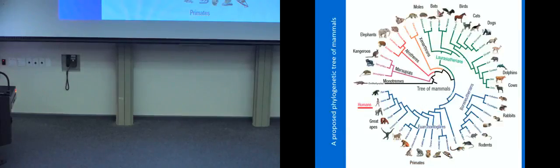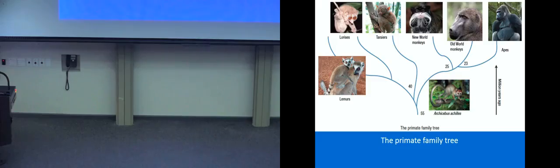But it would diversify, right? It would diversify into this whole amazing number of mammals, including humans, and the great apes, and the primates, and rodents, and cows, dolphins, dogs, cats, birds, moles, elephants, all of them. And of our particular interest is the primate family tree, because it's from that tree that we evolved.